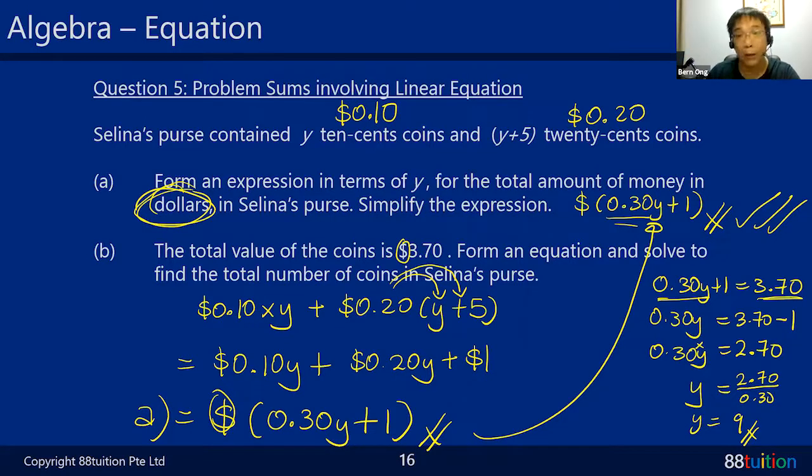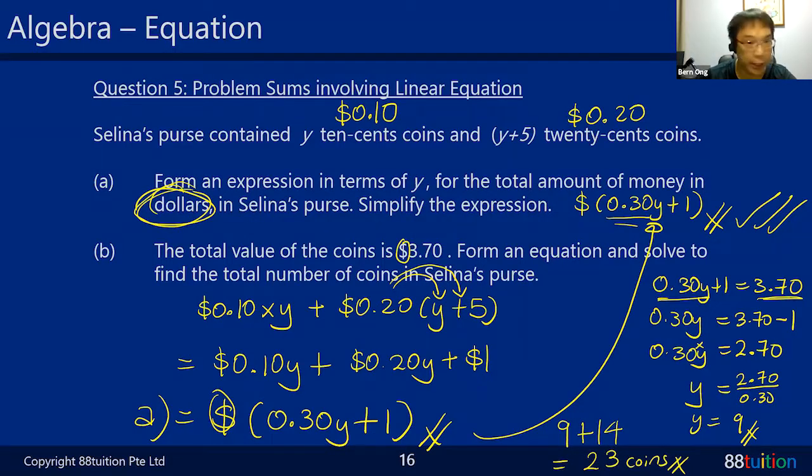So y equal to 9, that's not the answer. You got how many? You got y number of 10-cent coins, which means 9, plus y plus 5, which is 9 plus 5, 14 20-cent coins. So you add together is 23, my favorite number. So the answer is 23 coins. Do read your question properly. All right, and Sharon, you're on to the next question.